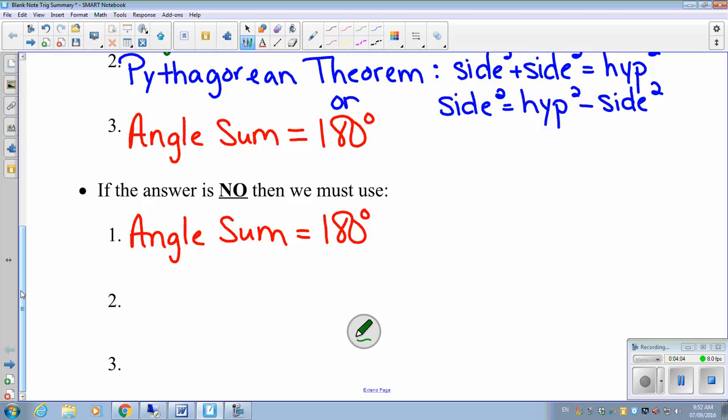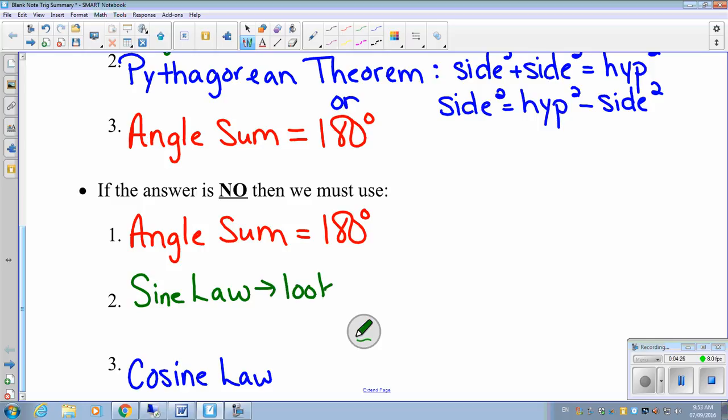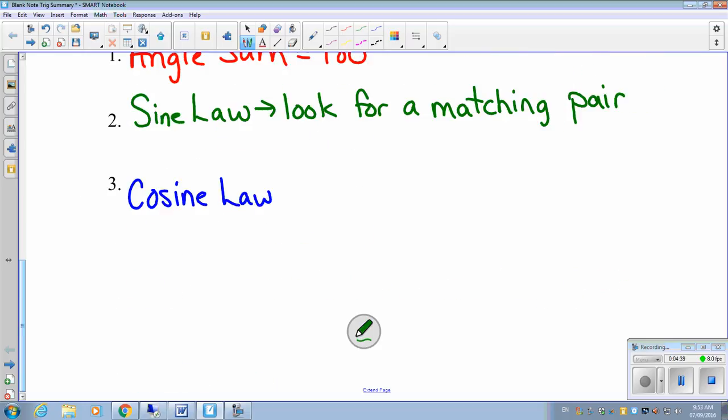If it's not a right angle triangle, we need to think about the sine law. And we need to think about using the cosine law. Your job is to know when to use each one. To use the sine law, I always look for a pair. Look at the diagram and look for a matching pair. That means you're looking for a side length and an angle that are across from each other.